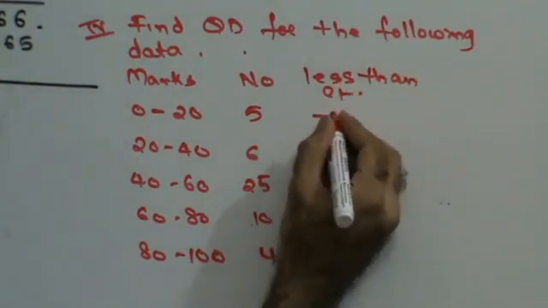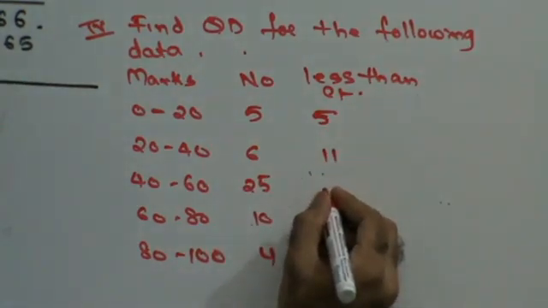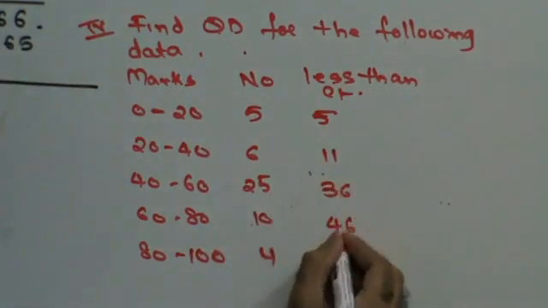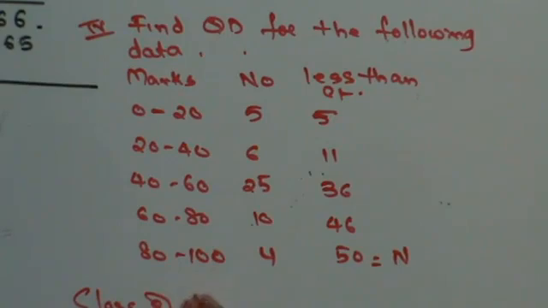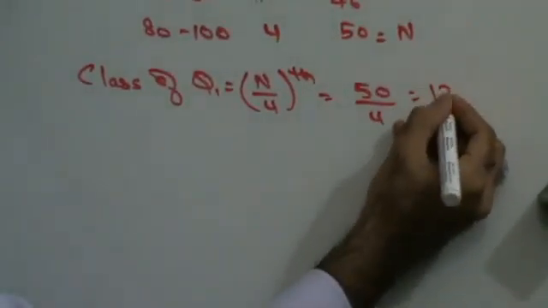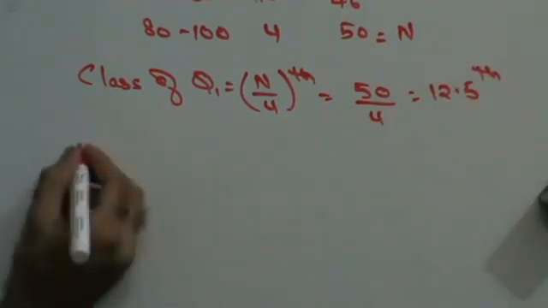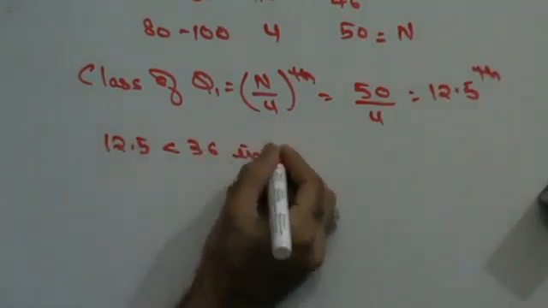How do you find out less than CF? You write this number here as it is. 5 plus 6, 11, 25, 36, 46, 50. All this number is n. Now, class of Q1 is nothing but n by 4th term. So that's 50 by 4. That's 12.5th term. 12.5 is less than 36 in CF column.